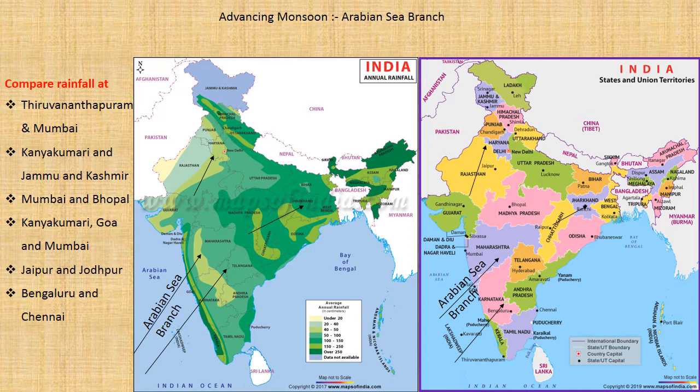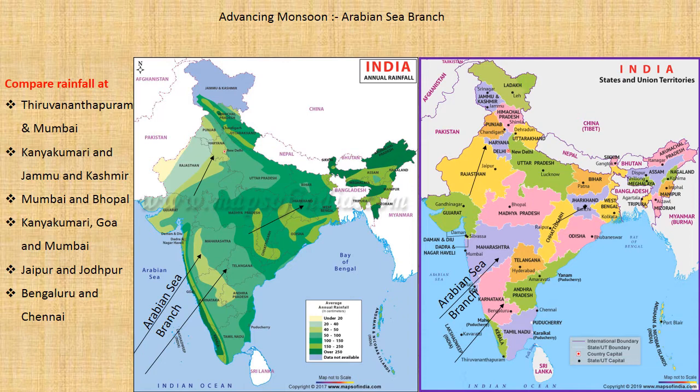Let's compare Bengaluru and Chennai now. If you pay attention to the state Karnataka in the political map, Bengaluru is the capital of Karnataka and Chennai is the capital of Tamil Nadu. Pay attention to the location of these two cities. Bengaluru lies in the interior whereas Chennai lies on the southeast coast.